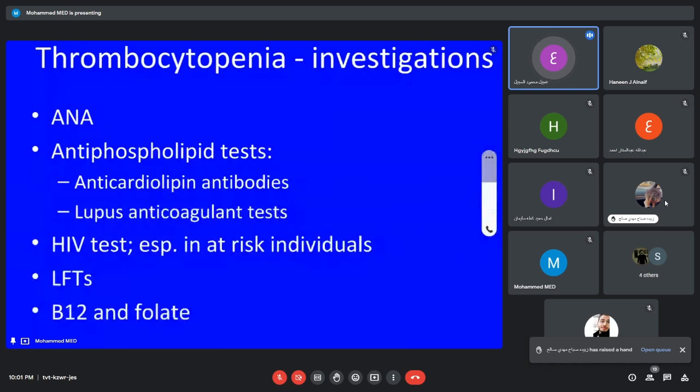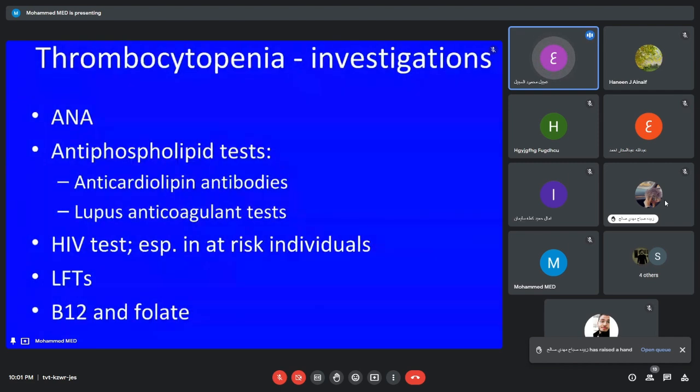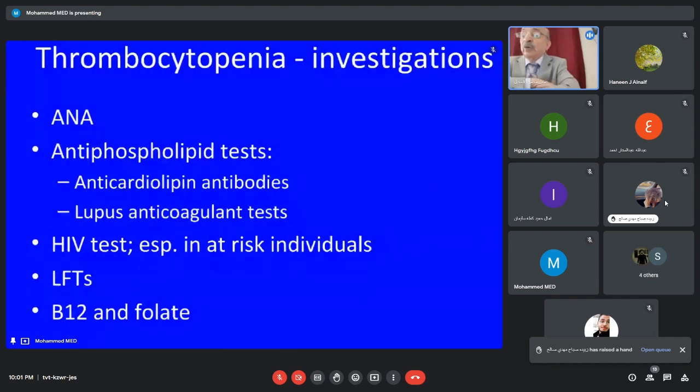How do we investigate thrombocytopenia? We have said some of this. Anti-nuclear antibody to exclude SLE. This is a very good screening test for systemic lupus. 98% of systemic lupus patients have a positive anti-nuclear antibody. So if you find it positive, it may indicate SLE, but it may indicate something else, like rheumatoid arthritis. In old people, sometimes it's positive without any disease. So in this case, you have to do other investigation for SLE. This needs a separate lecture.